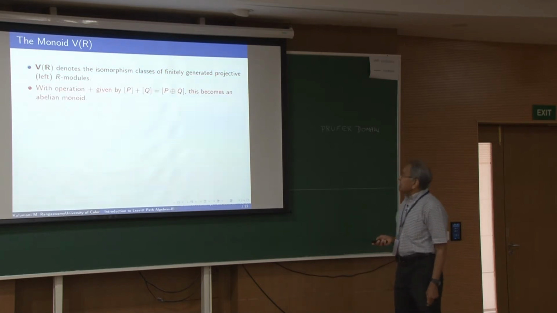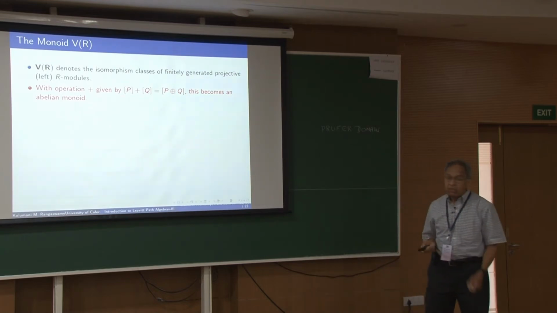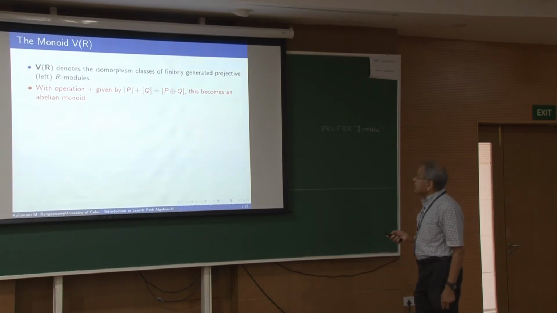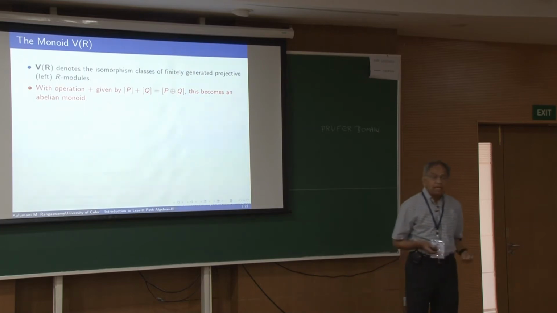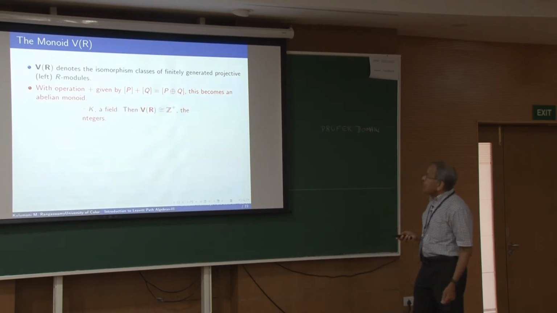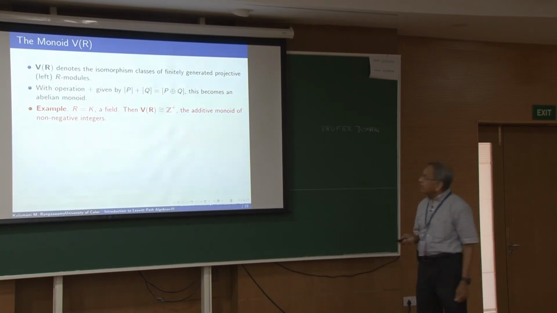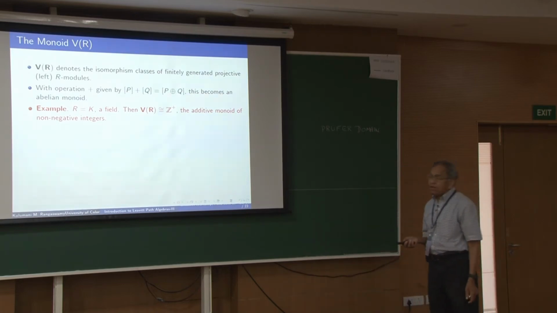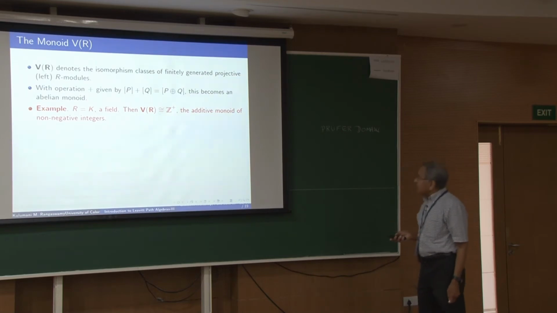Then we define an operation among the isomorphism classes of finitely generated projective modules. We write the class of P in square brackets, [P]. We define the operation plus by saying that the class of P plus the class of Q is the class of P direct sum Q. This makes it an abelian monoid, with a zero element here. A quick example: if R is a field, then every finitely generated projective is free, so direct sums of copies of R, and therefore the V monoid is simply isomorphic to the additive monoid of non-negative integers.